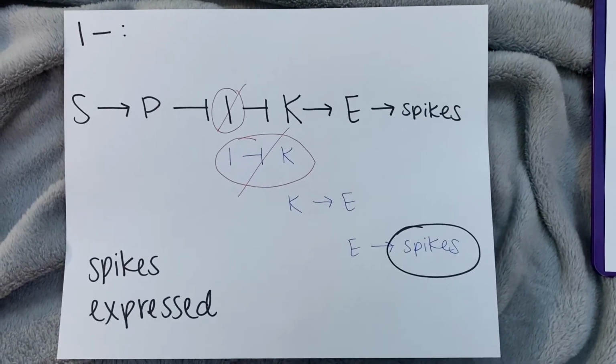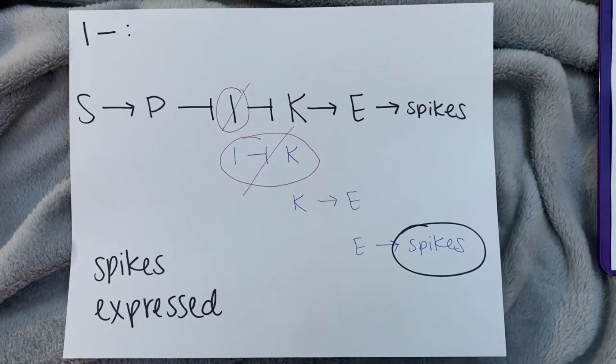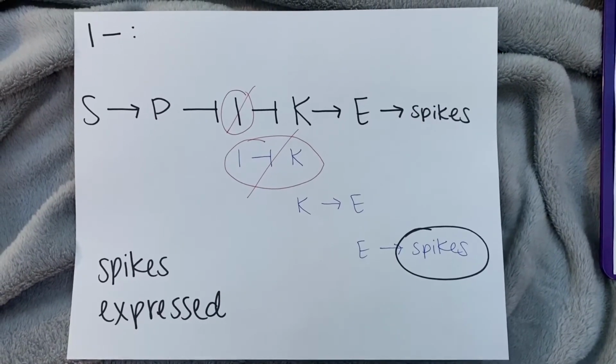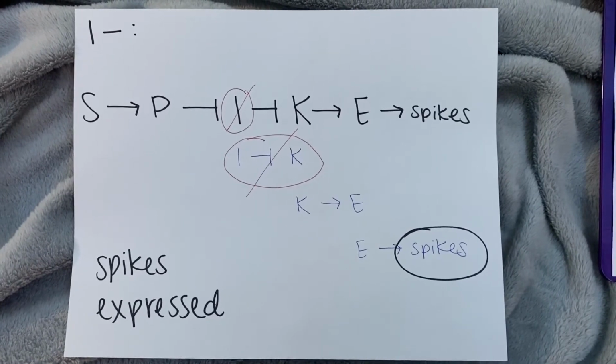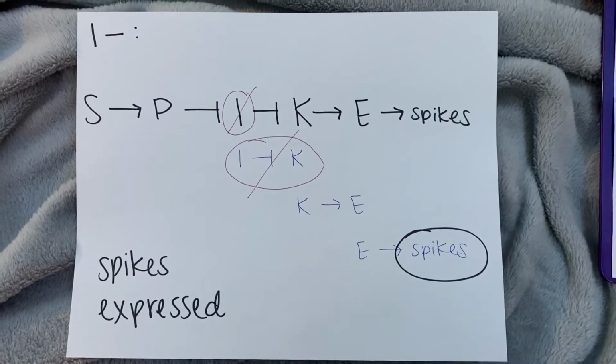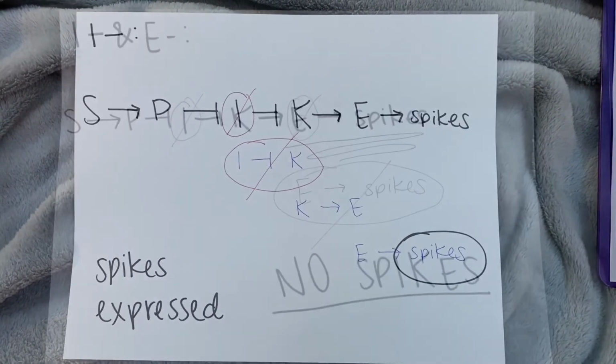If I is removed, then I cannot inhibit the expression of K, so K is produced. K promotes the expression of E, and E promotes the expression of the spikes, so spikes are expressed.